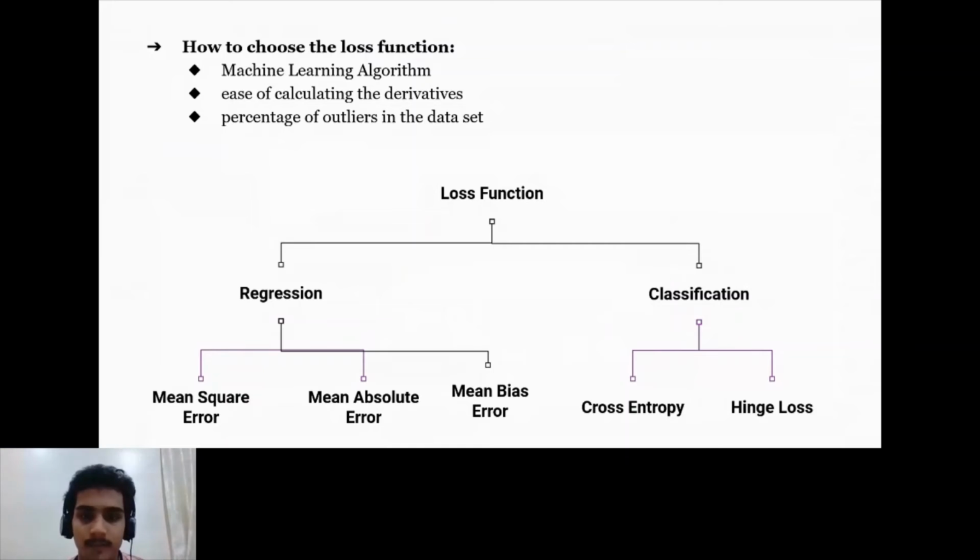Now moving on, as I said, the loss function we use. There are a lot of types of loss functions. This table tells you, for regression, we have mean square error, mean absolute error, mean bias error. For classification examples, we use cross entropy loss, hinge loss. There are a lot of losses, so you can explore all of these once the session is over. We won't go into the details of each and every loss.